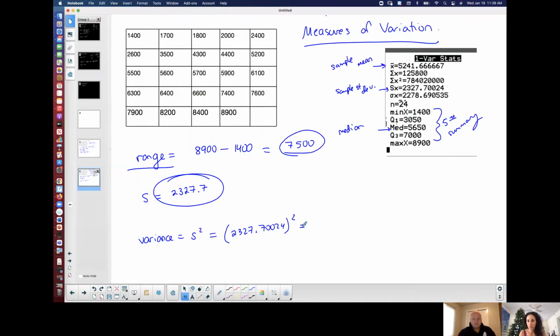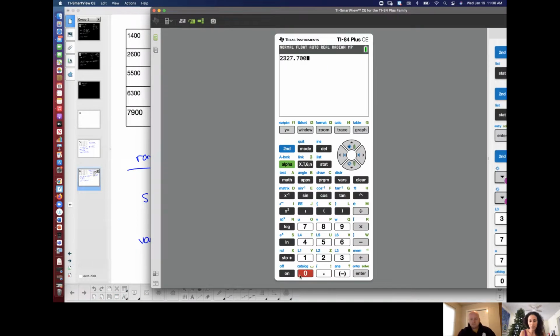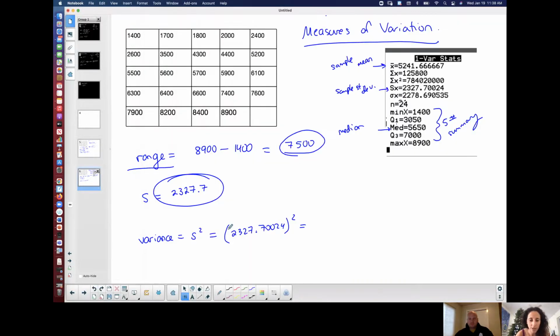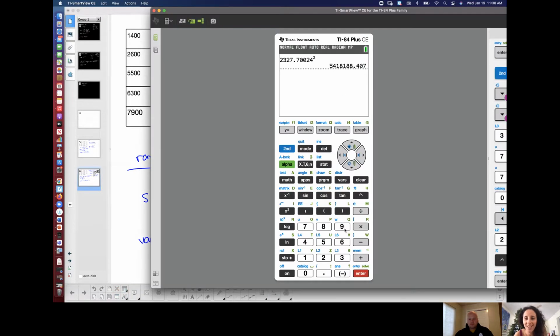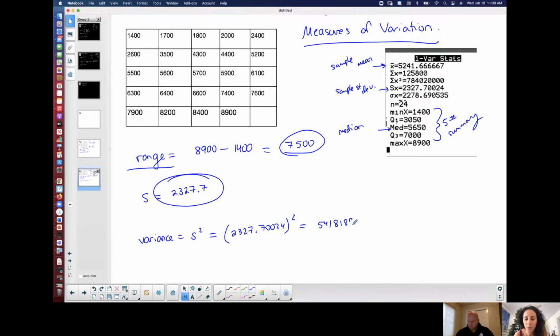2327.70024, and I want to square that. You could use this button for squared, or if you have an exponent greater than 2, you can use this arrow. That gives 5418188.4. And then again, just make sure you round how they want you to round. Okay. So these are my measures of variation.